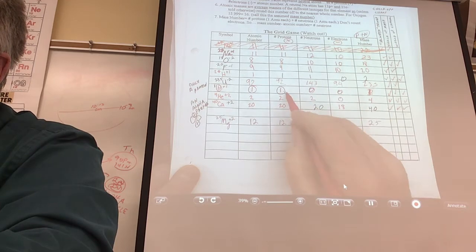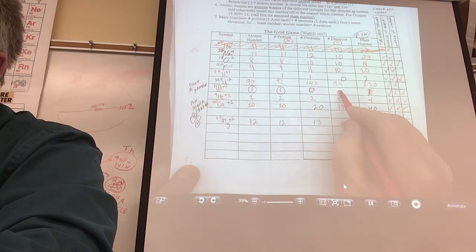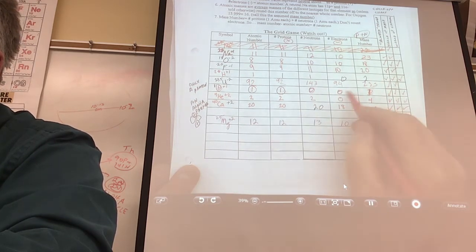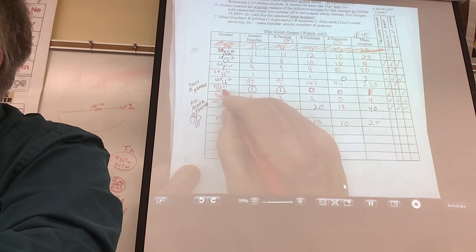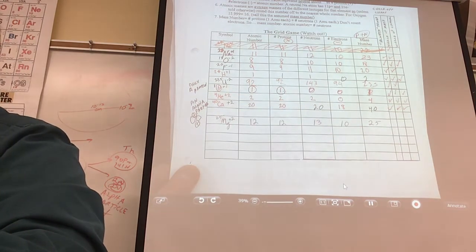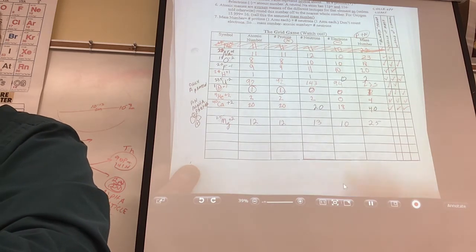Plus 1 and 0 is what? Plus 1, isn't it? Okay, that's how you do it. Isn't that right? You have 1 proton and no electrons. All right. Are you okay on that?